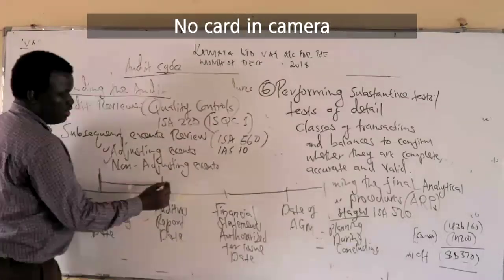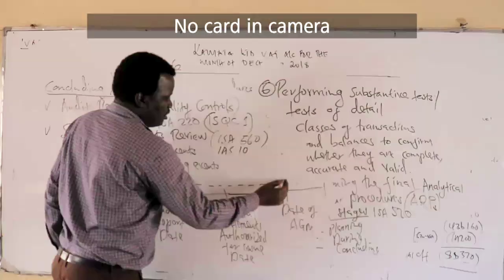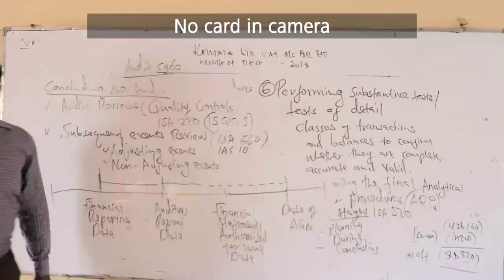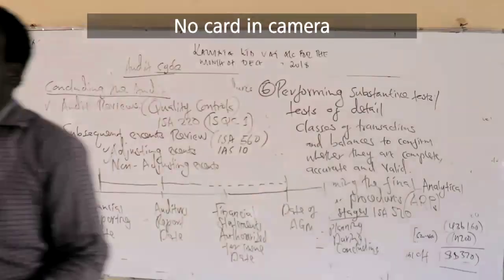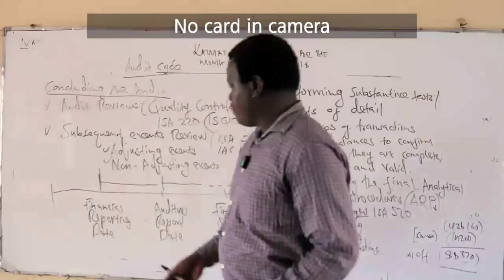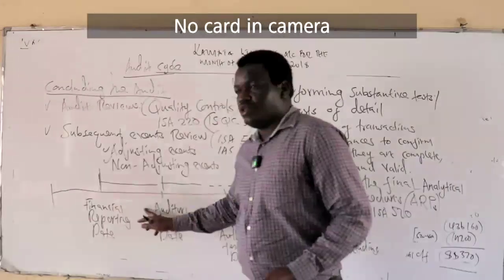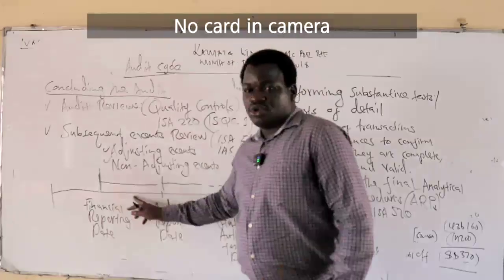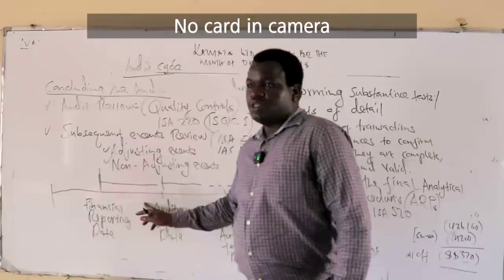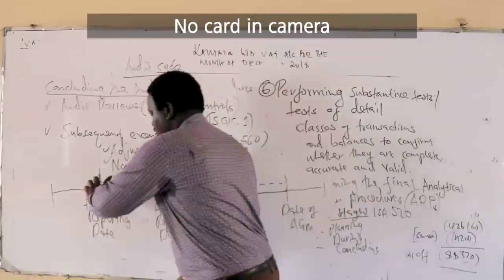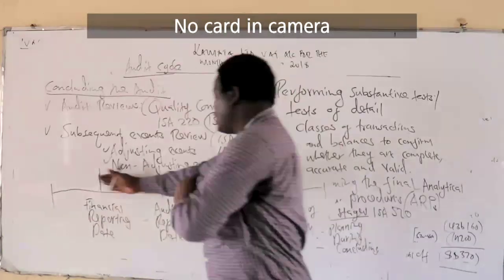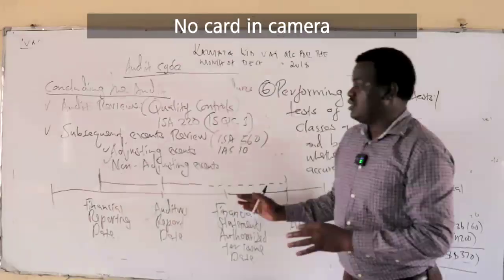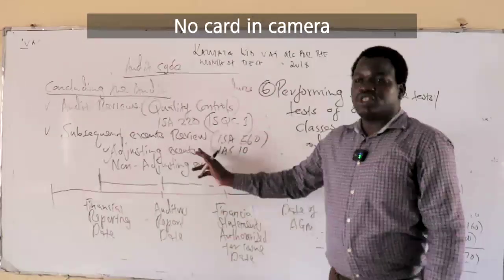So these events are called subsequent events. The events whose facts or conditions are known to the auditor after the reporting period. So they existed at the financial reporting date, but they became known to the auditor later. All those that become known later are what we call adjusting events. Yes, this is another area that we shall be discussing.